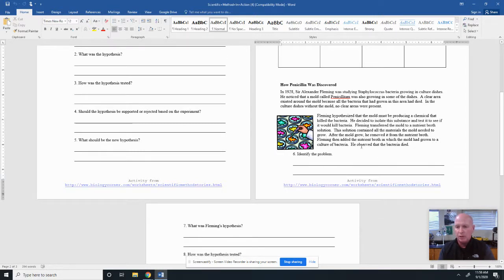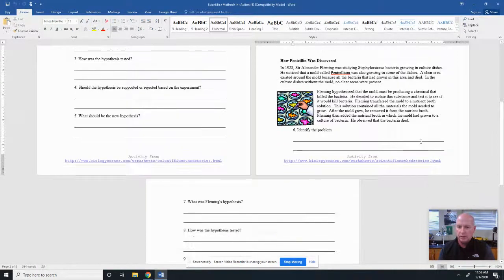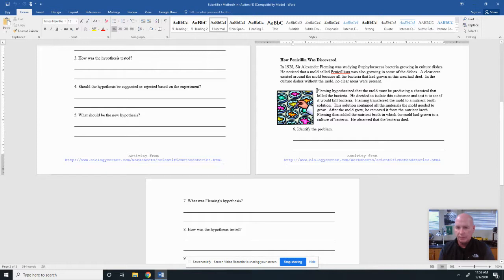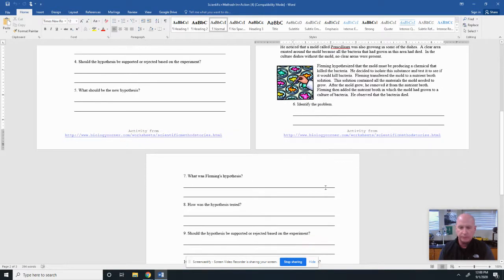Identify the problem. So the problem was, he noticed that a mold later called penicillin was growing in some of the dishes, and where the mold had grown, the bacteria had died. So there's the problem. Then, what was his hypothesis? It even says it. Fleming hypothesized. There you go.